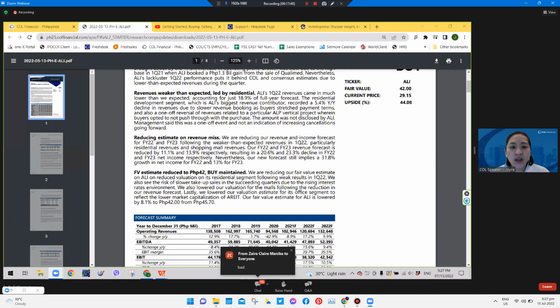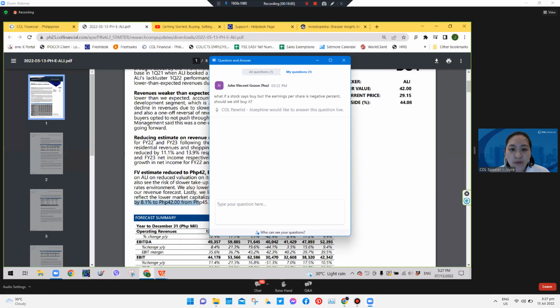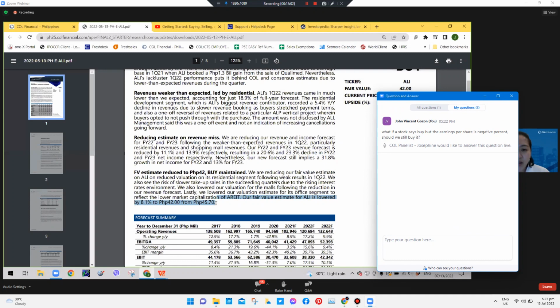Okay, so if you take a look at the last paragraph for the first page, it used to actually be, before, about 45.70. So let me just annotate that again so that everyone can see. So it used to be 45.70, but they reduced it by 8.1% to 42 pesos. So that's the fair value that you can see in the investment guide.